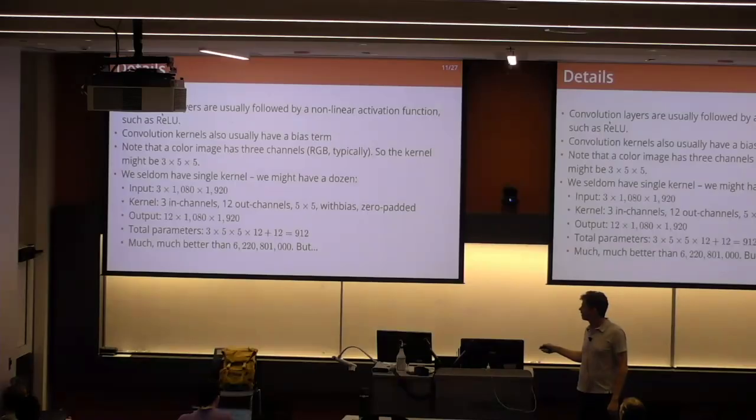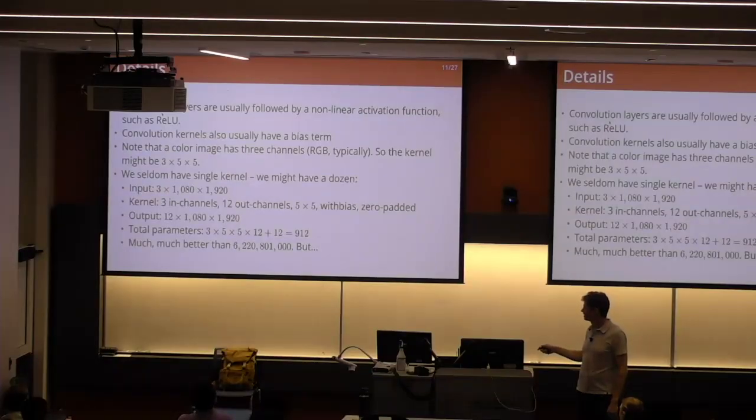So maybe we have an input, which is a 3-color 1080p image. And so the kernel has 3 in channels. And let's say we're looking for 12 different features to come out. We're looking for 12 different kinds of features for 5x5 with a bias, and it's 0 padded. So then the output would be 12 channels deep, 1080 by 1920.